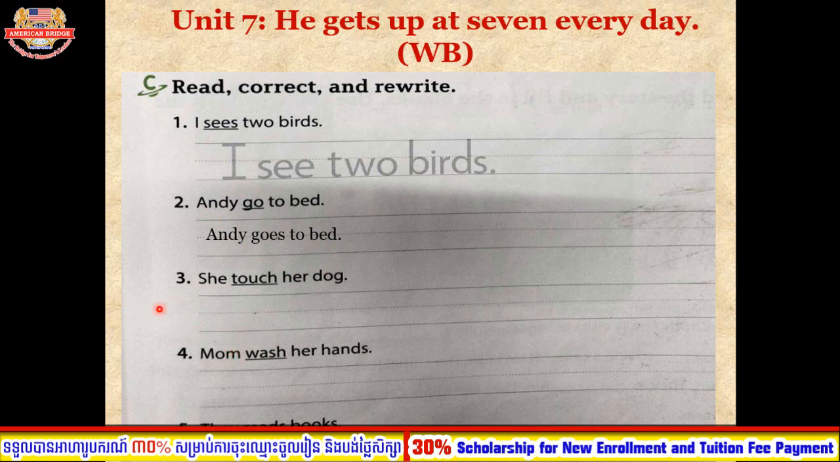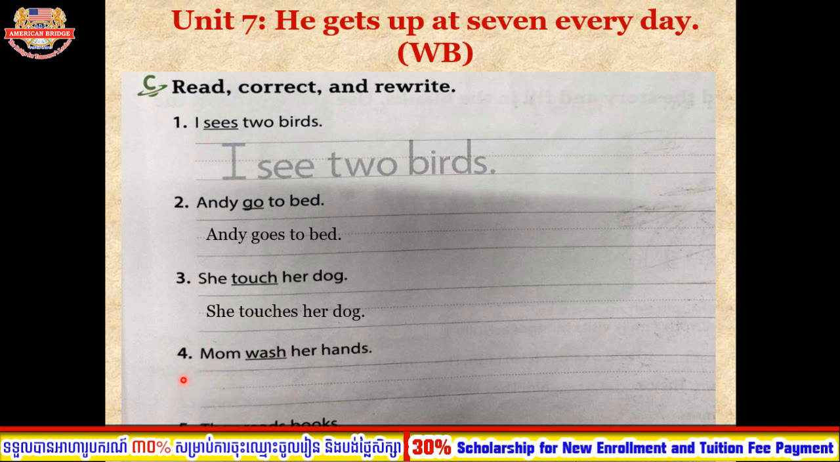Number 3. She touched her dog. Look at the word here. The subject, she. Subject singular, right? And the verb here, it is the original verb, right? So is it right? No, it's not right. Okay. So what should you do? Yes, you just add ES. It ends with CH, right? So ending with CH like this, we need to add ES. Correct. So she touches her dog. Got it?